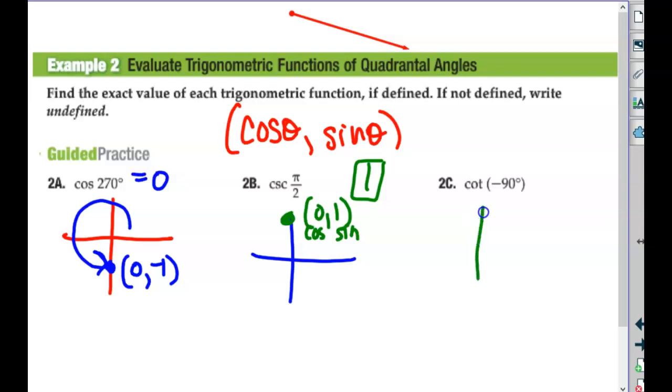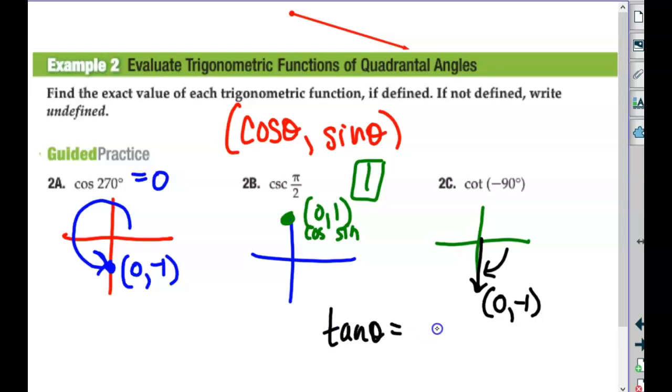Cotangent, -90. -90 is down here. Ordered pair, cross 0, down 1. What's tangent again? Opposite over adjacent. But opposite over adjacent isn't going to help you for this question. Tangent is y over x. So for cotangent, we want x over y, right? Everybody with me? X over y, 0 over -1.